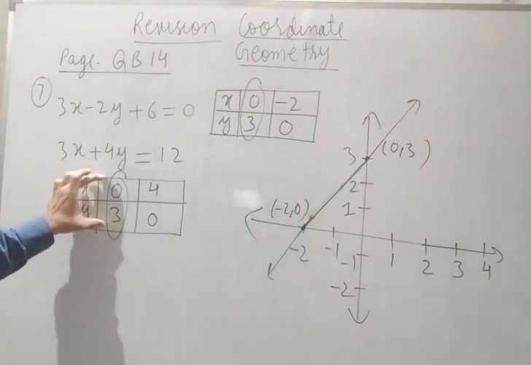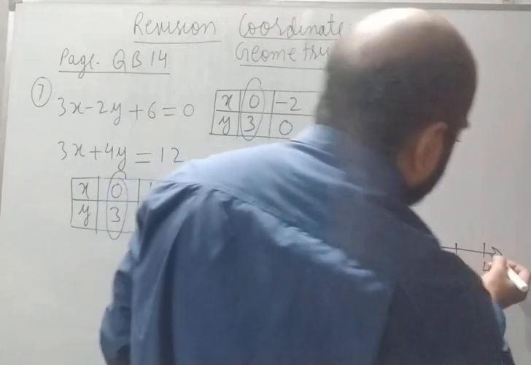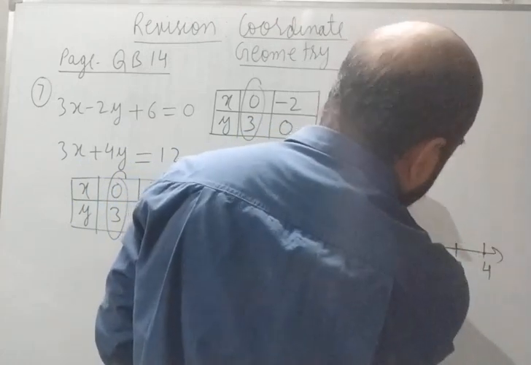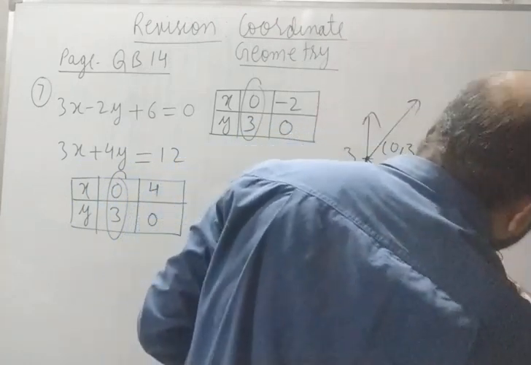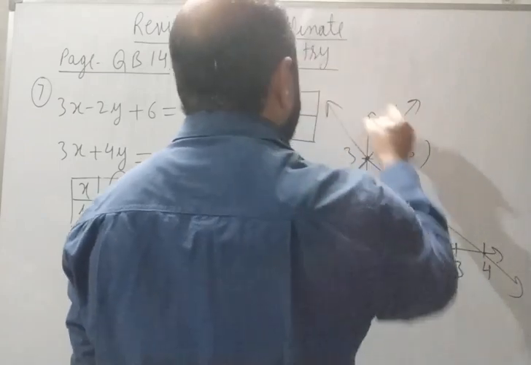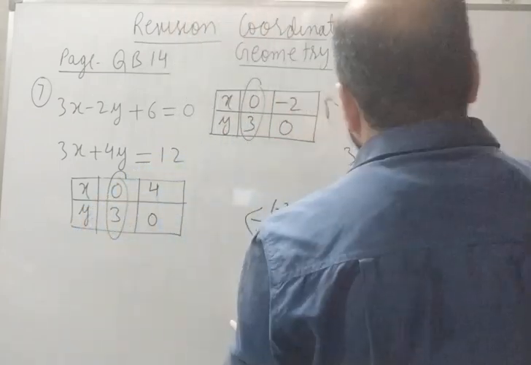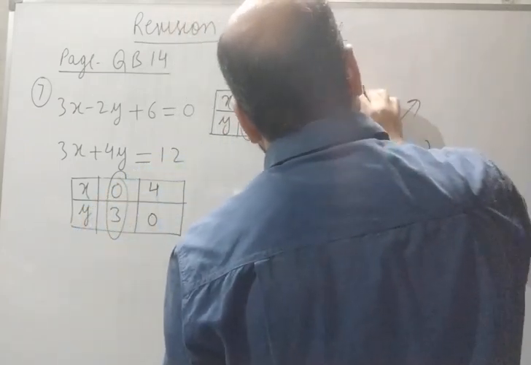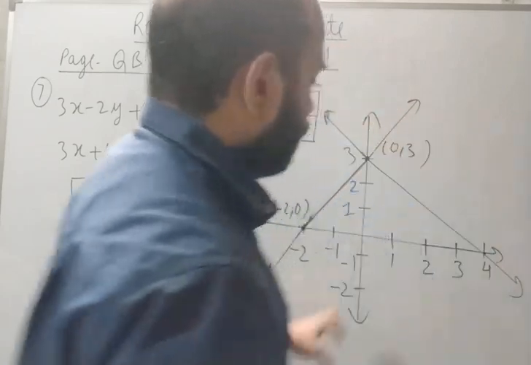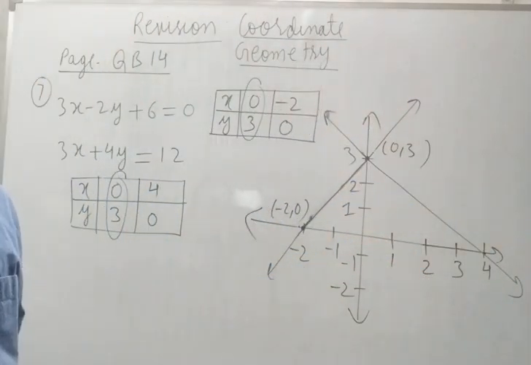Next one is again 0, 3 and 4, 0. It means this is 4, 0. So this will lie on... So this is the second equation like this. Okay? So we have plotted both the straight lines, both the equations.